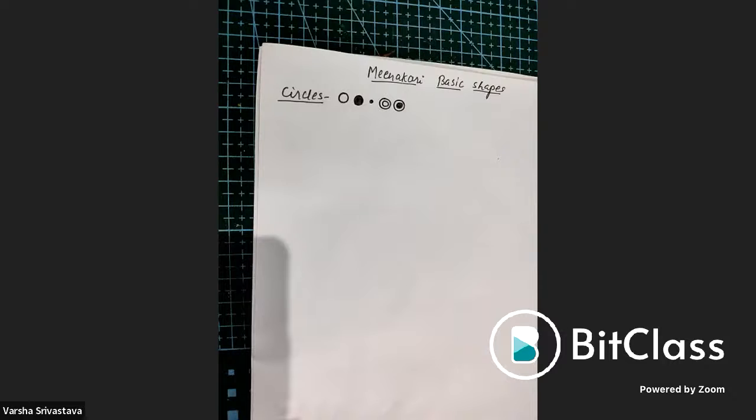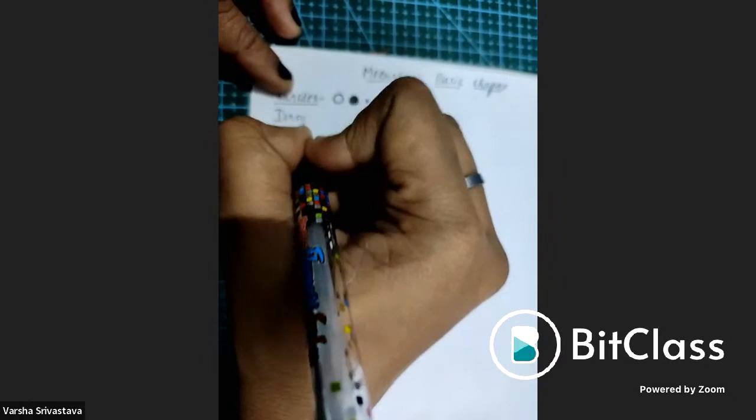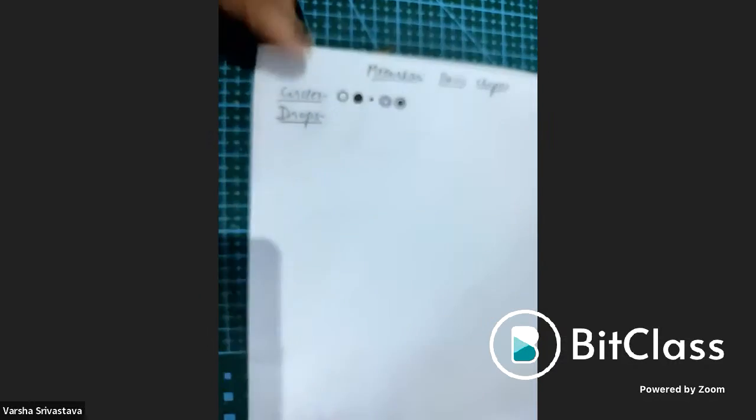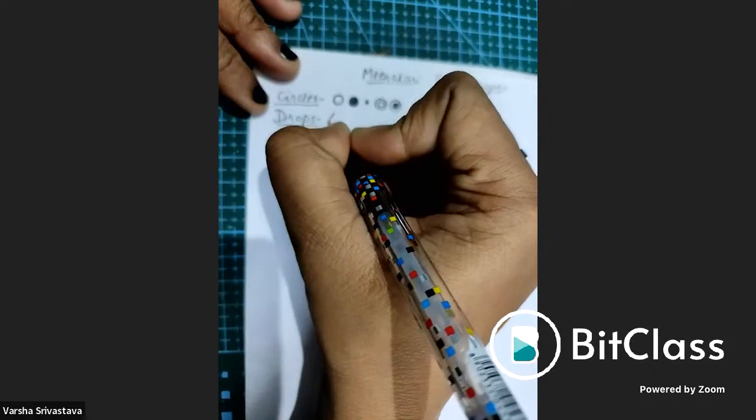Next, I'm going to make the drop shape. And once I'm done with the shapes, I'm going to tell you which shapes are very, very important, extremely important, so that you can practice those shapes again and again. So drops, just make a normal drop like this.